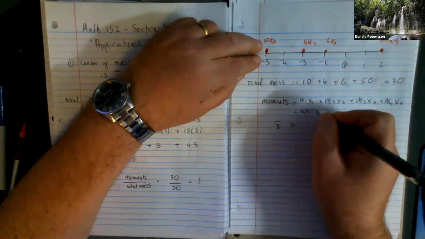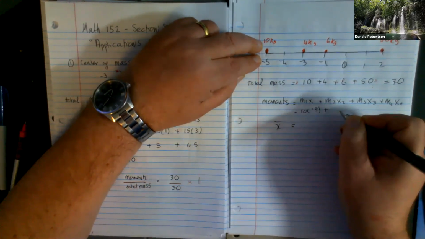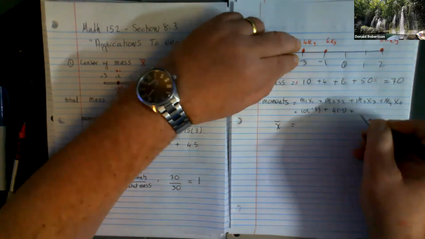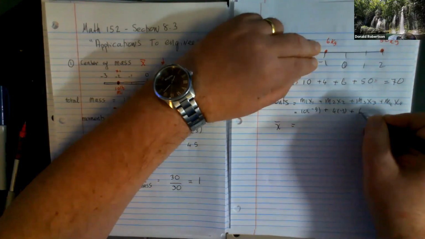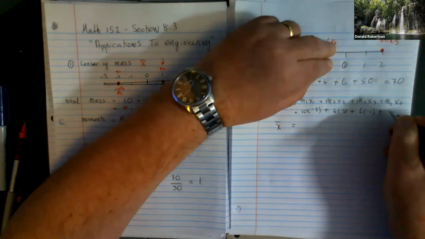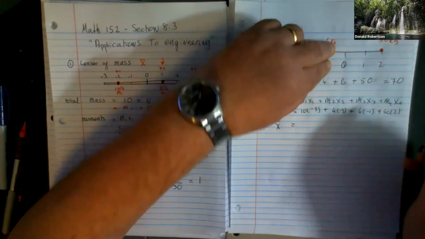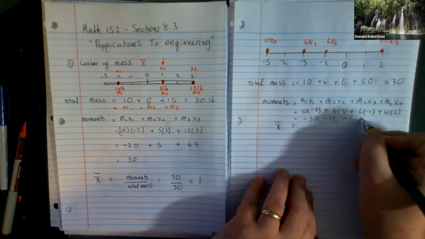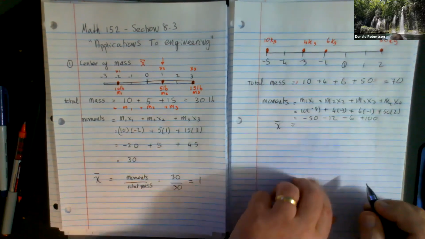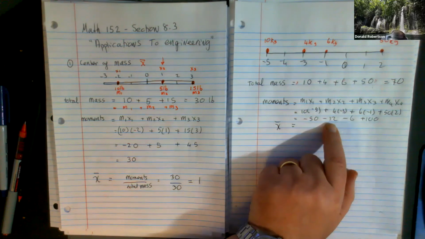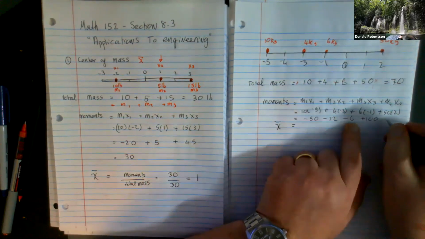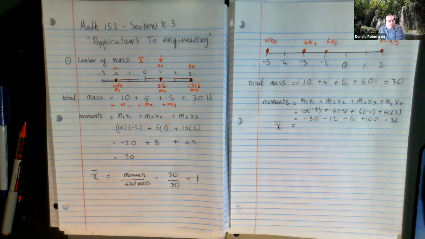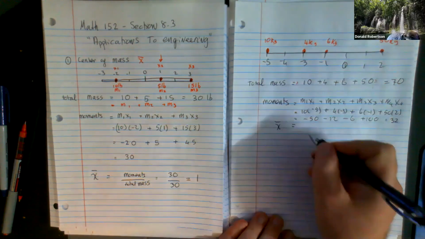10 times -5, add 4 times -3, add 6 times -1, add 50 times 2, and that's -50, -12, -6, plus 100. Well, it's going to be 62. I make that 68. I make that positive 32. I get a nod.